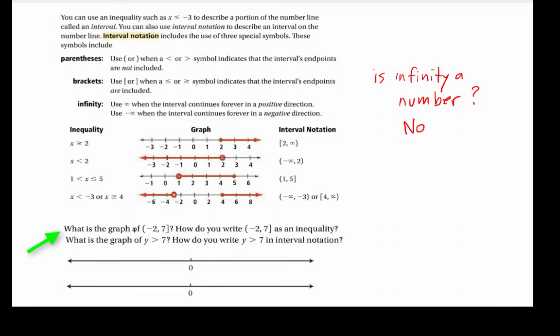All right, so what is the graph of (-2, 7], including 7? How do you write (-2, 7] as an inequality? Well, like I just said, when we have numbers in here and both endpoints, here's -2, here's 7, it's everything in between with an open dot on -2 and a closed dot on 7, everything in between. So that's an inequality that is -2 is less than x, which is less than or equal to 7.